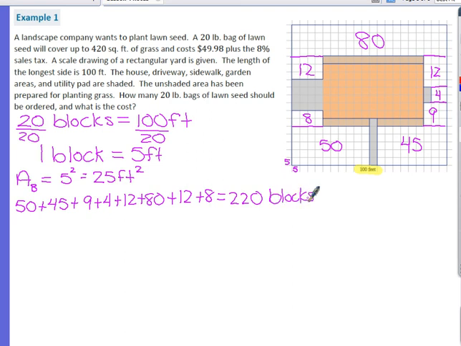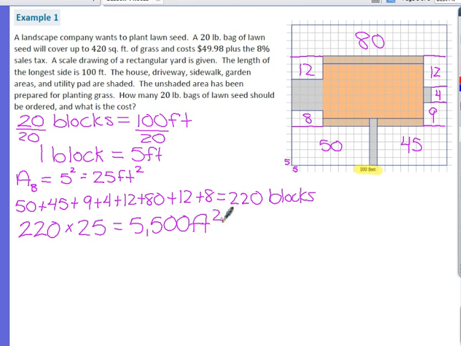So if I have 220 blocks that need to be seeded and they each cover 25 square feet, I need to multiply those two together to get my total square feet that we're going to need to cover with grass seed. So I'm going to multiply 220 by 25, and that's going to get me 5,500 square feet.